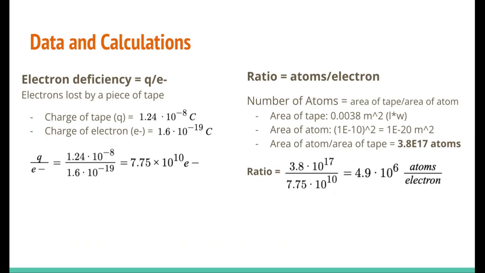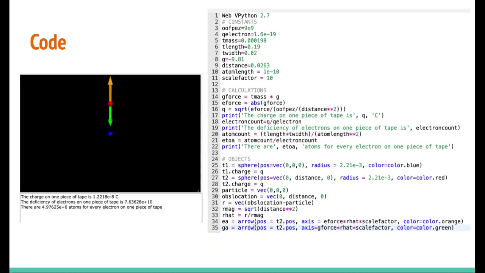Then we are going to calculate electron deficiency using Q that we just calculated and the charge of an electron, which we know. And then this results in the number of electrons lost by a piece of tape. And then we can calculate the ratio, which is atoms per electron, by using the area of the tape and the area of an atom, dividing those, and we get the ratio of atoms per electron.